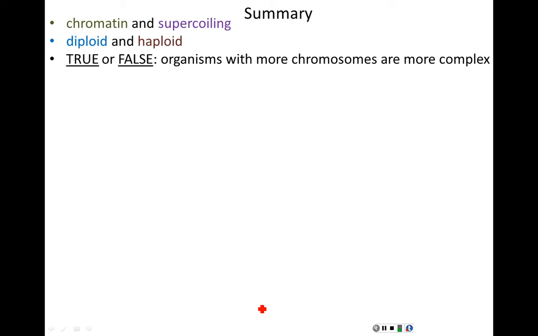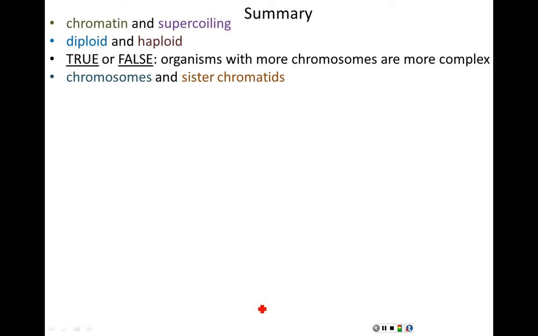Something for you to think about. True or false? Organisms that have more chromosomes are more complex. Hopefully you said false. The organisms that we discussed in this lecture that had the highest number of chromosomes were the crayfish and the horsetail plant, both of which are far inferior to me. I don't know about you.